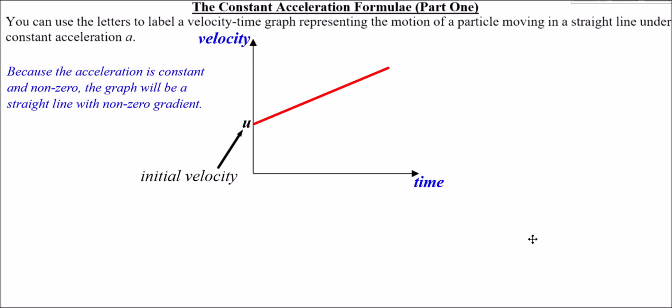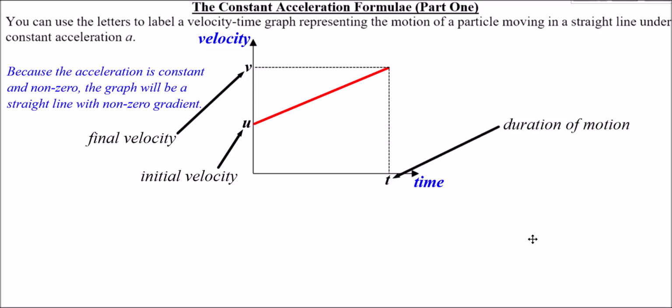So u is the initial velocity, that's the speed it starts from. v is the final velocity, that's the velocity it reaches at the end of the motion as described. We can also label in t for the duration of the motion, in other words, the time of motion. So if this is 0 and that's t, then t will just be simply the time during which the motion has occurred.